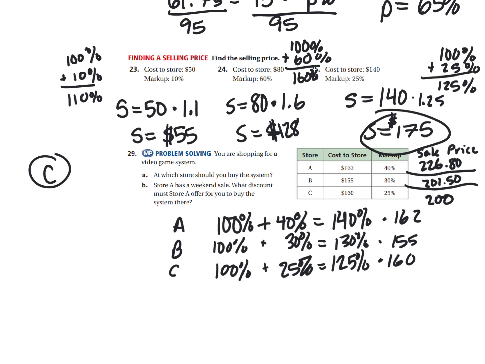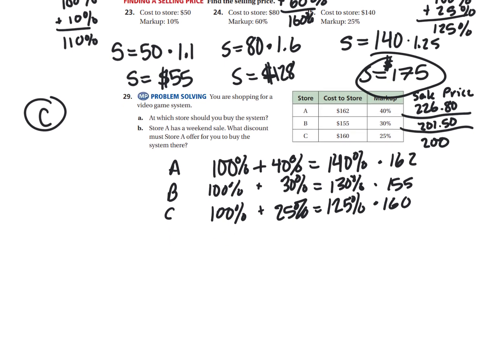Question B then says store A has a weekend sale. What discount must store A offer for you to buy the system there? Right, so in a sense, really, we're looking at this as we want to be below store C because it would make sense to go to the cheapest store, right? So I want to be either at 200 or lower, and I actually want to be lower than it. So if we figured out what the sale would have to be at $200, we could then say, hey, anything more percent off, I'm going to go to store A. Here's how we do that, right?